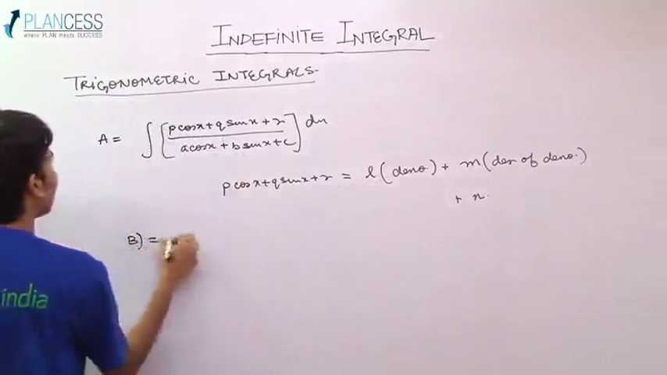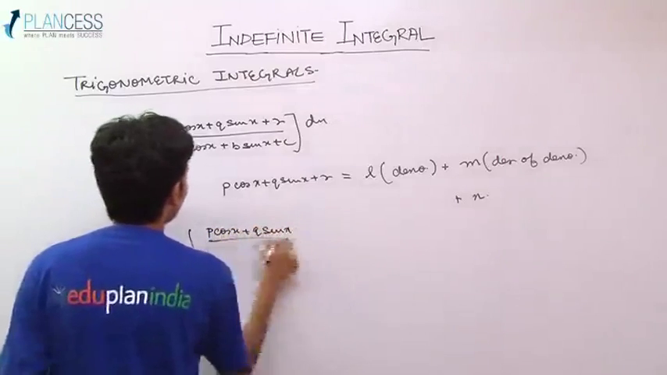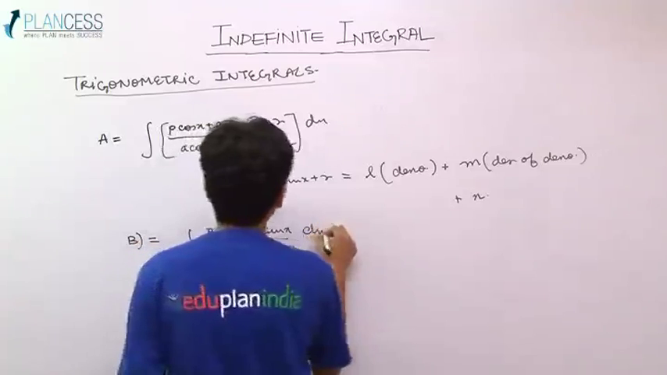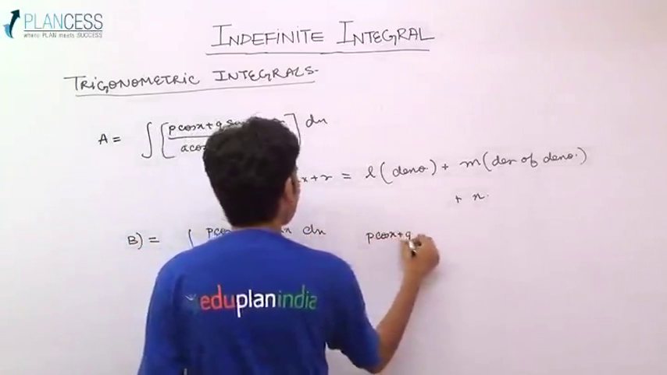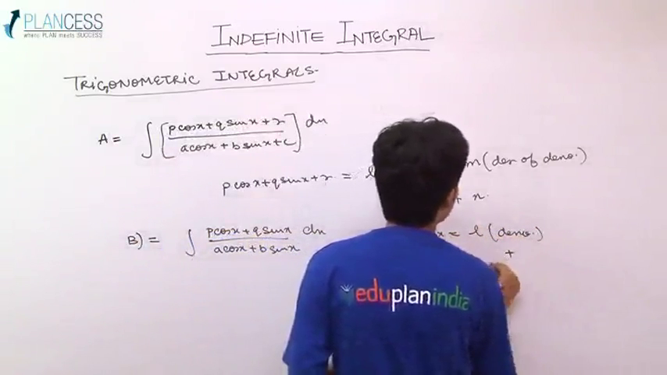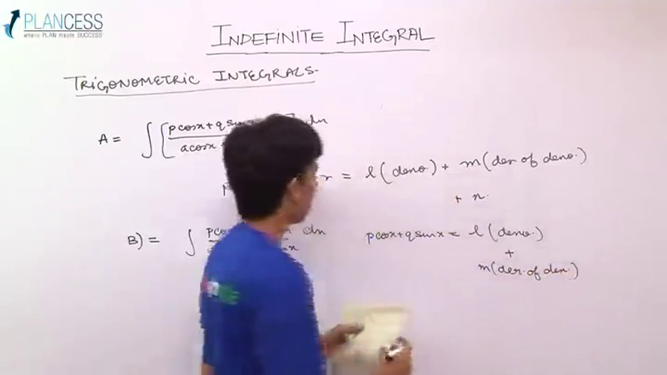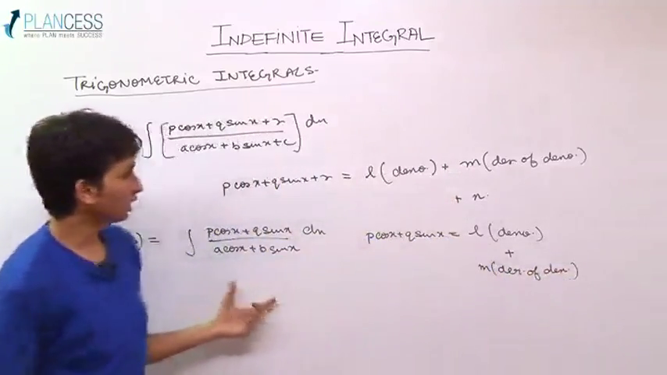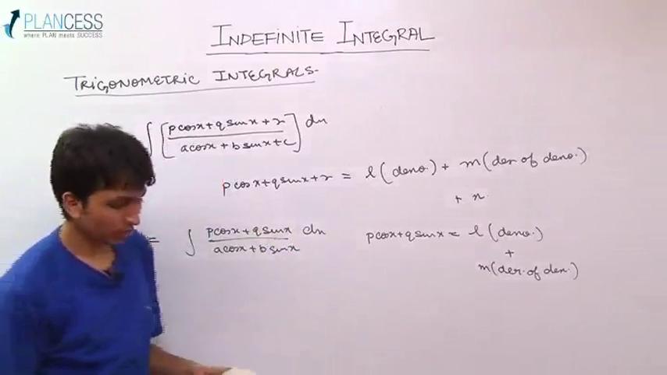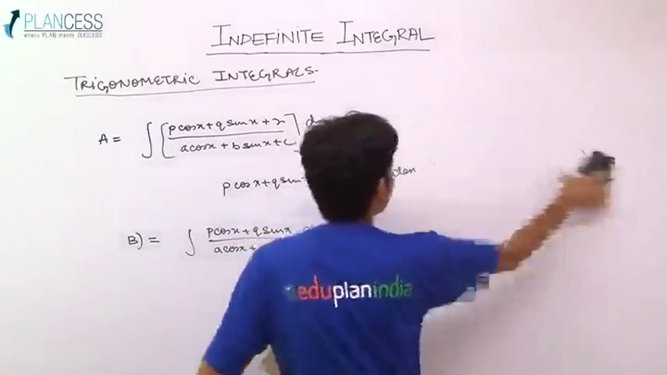And the second case is, if you have the integral of (p cos x plus q sin x) upon (a cos x plus b sin x) dx, then your approach is to express p cos x plus q sin x as L times the denominator plus m times the derivative of the denominator. Again the same method: the denominator will cancel out leaving a constant, and here you will generate an ln term, and so on.